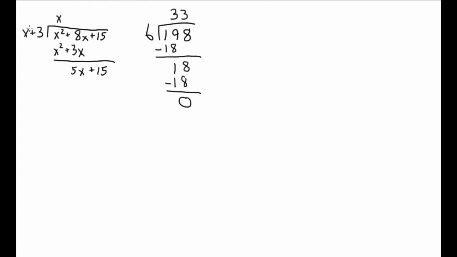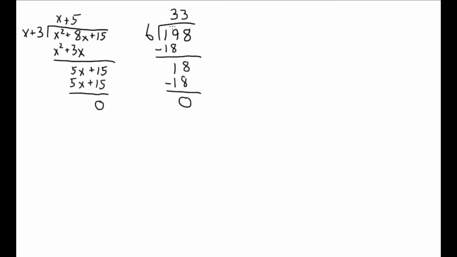Just looking at the x again, just the first term. X goes into 5x 5 times. So put a 5 up there. 5 times x is 5x. 5 times 3 is 15. We subtract. We're again left with 0, which means no remainder.